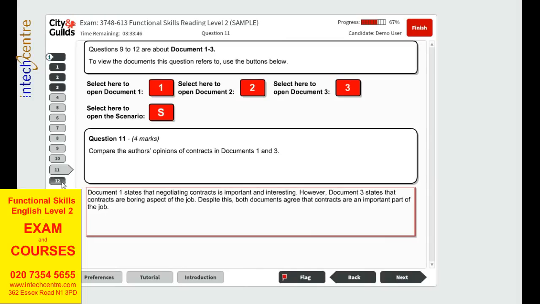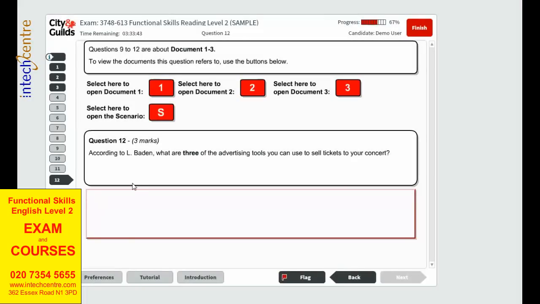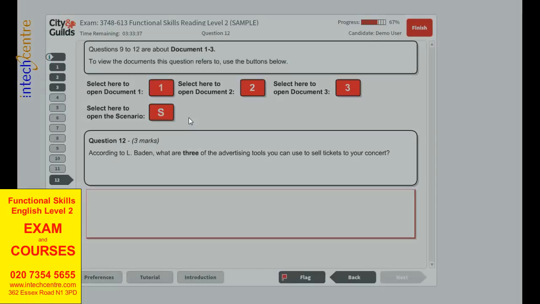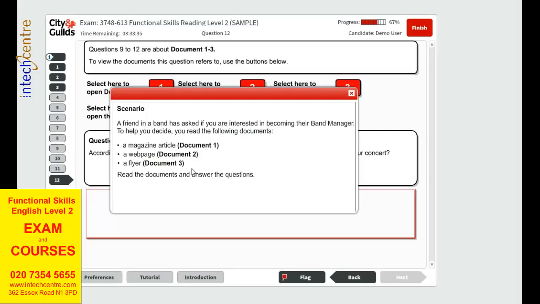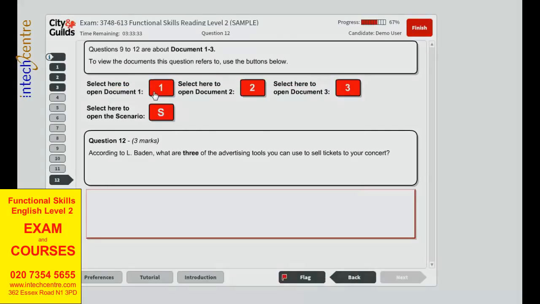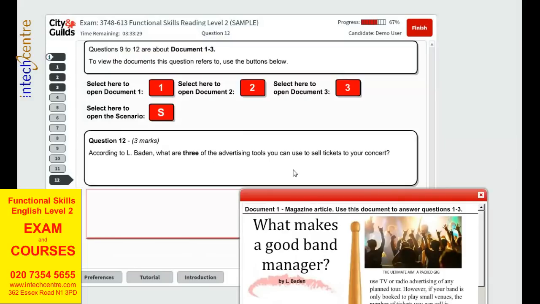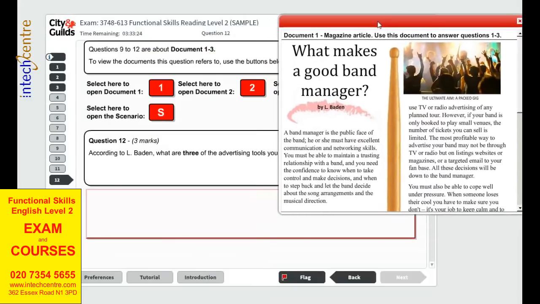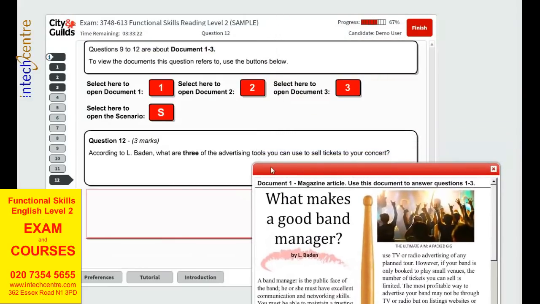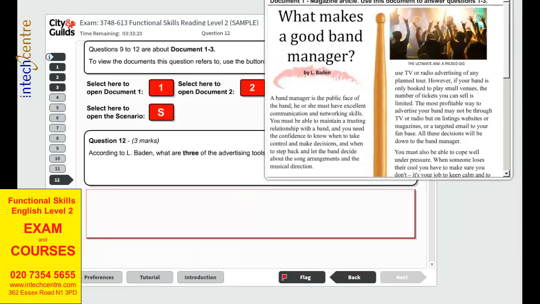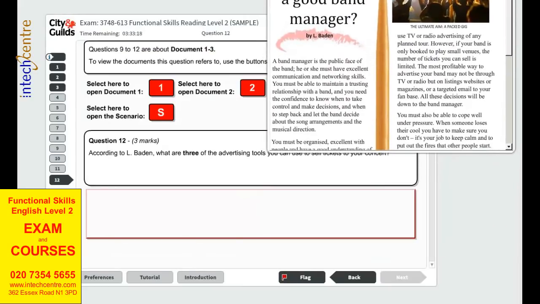Okay, so moving on to the final question, question 12. According to L. Baden, what are the 3 advertising tools you can use to sell tickets in your concert? So if you're not sure, we can have a look at the scenario again. Or L. Baden, I believe, is document 1. So what are the 3 advertising tools you can use to sell tickets at your concert? So you must use your analytical skills and the keywords within the question, advertising tools, to see what the answers are.